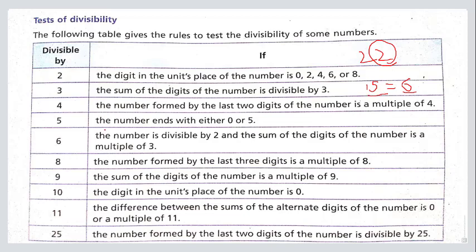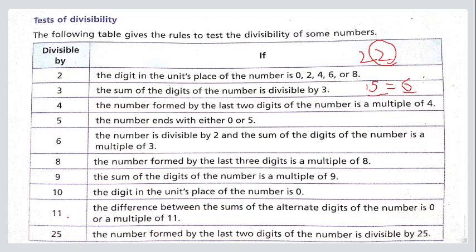The next is 5. Now how to check if a number is divisible by 5? The number ends with either 0 or 5. If the number ends with 0 or 5 at the end, then the number is divisible by 5. And finally, we are going to learn the rule of 11.